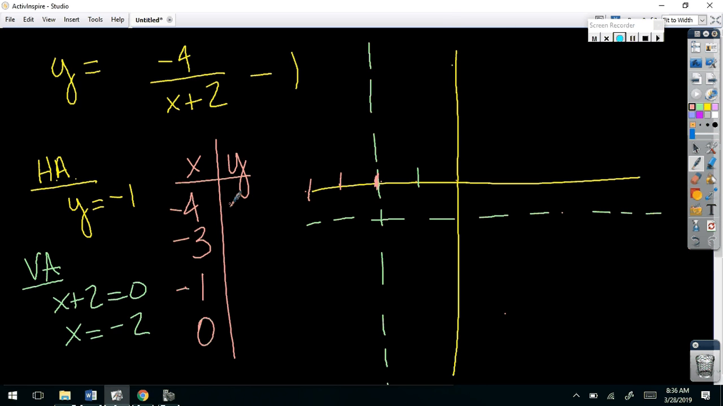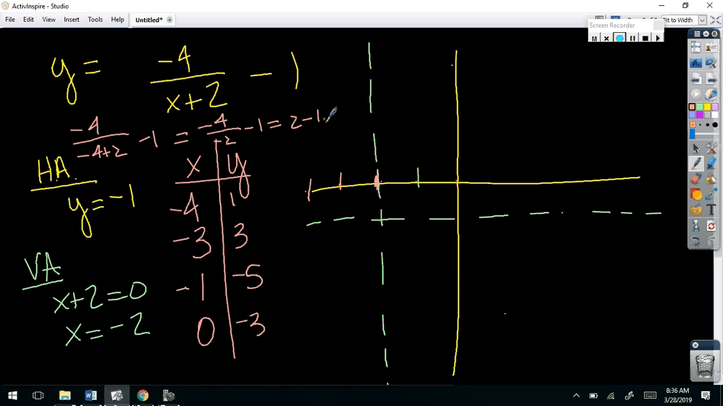All right, -4 is 1. What was -3? 3, -5, and -3. And if you were to plug these x values in here and simplify, just to show you, if I did -4, well, -4 divided by -4 plus 2 is -4 over -2, which is +2, minus 1, which is 1, which is exactly what I have here.